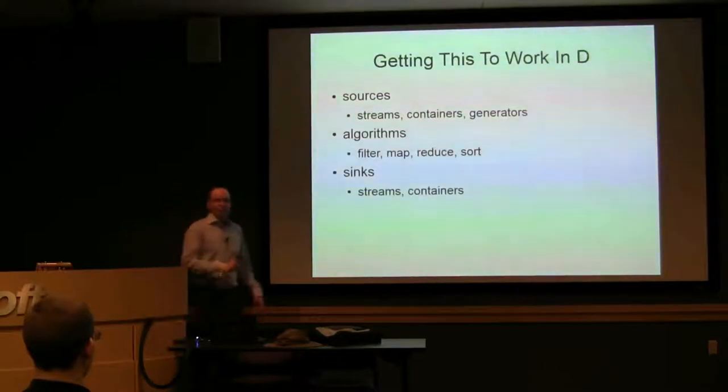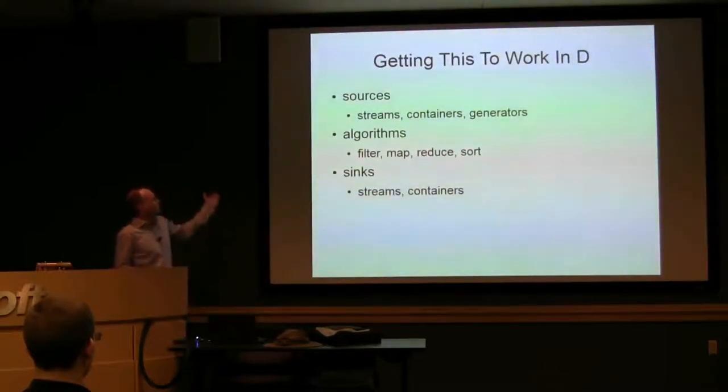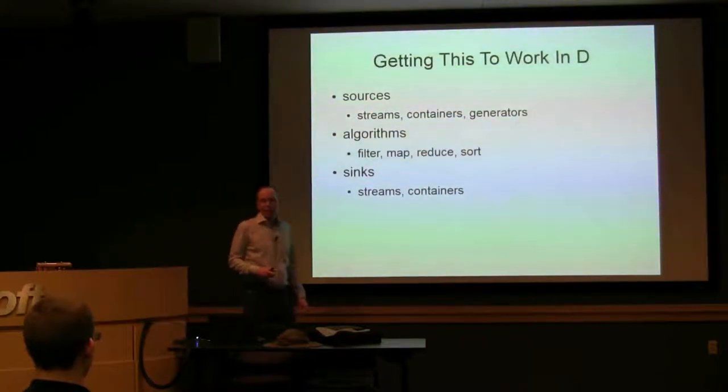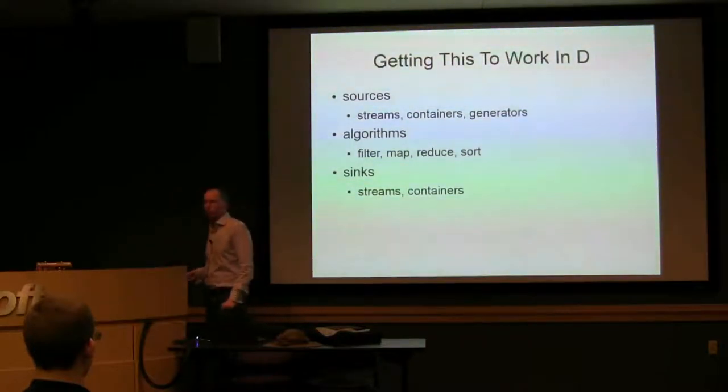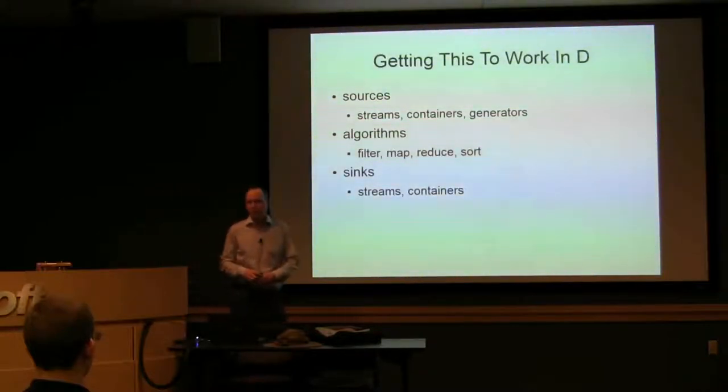So we want to get this to work in D. We have sources. Sources of data can be streams, which include files. It can be containers, like a tree or a linked list or an array. Those are containers. Or it can be generators. Who's got an example of a generator? Yes, sir.